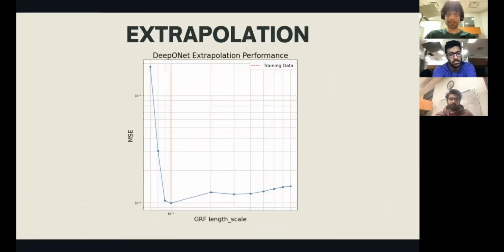This is the extrapolation graph of the DeepONet over varying length scales from the Gaussian random field and how the mean square error varies with it. Here, the training data we consider is of length scale 10 power minus 1 or 0.1, and hence it has the lowest mean square error. But we also observe that the DeepONet has a very low mean square error for different length scales too.